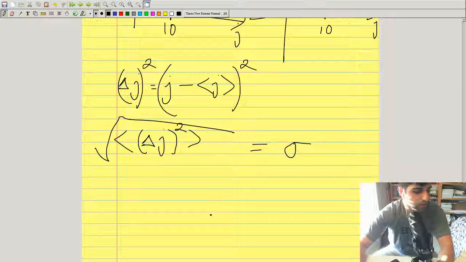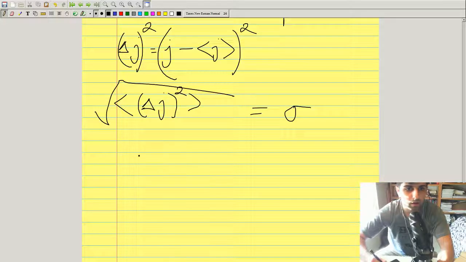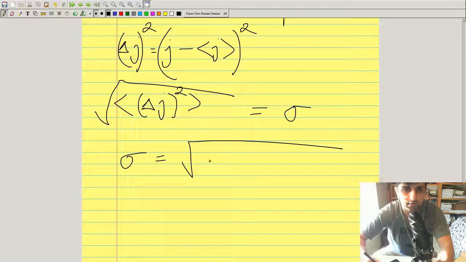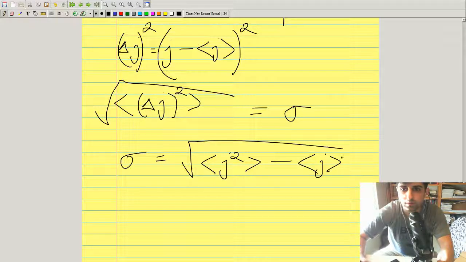Another nice way to write it out is the following. Sigma equals the square root of the average of j squared minus the square of the average of j. So to get the standard deviation in our problems, all you have to do is take the average of j squared, before it was the age squared, minus the square of the average of the age, square root that, and you got this nice quantity that measures spread.